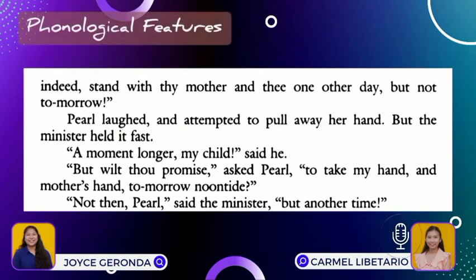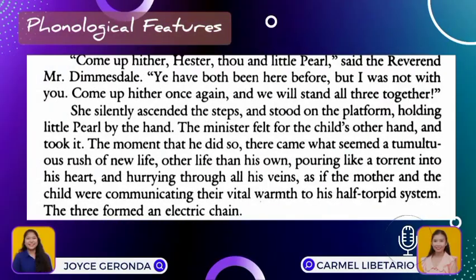Now that we have analyzed the graphological and syntactical features of this text, let us proceed and look into its phonological features or sounds. Wow, sounds interesting. So, what sound patterns are present in this text? Assonance and alliteration are sound patterns that we can see and hear in this passage. The phrases "ye have both been here before" and "we will stand all three together" from sentences 2 and 3 are examples of assonance found in this text, while sentence 4, "she silently ascended the steps and stood on the platform," is obviously an alliteration.